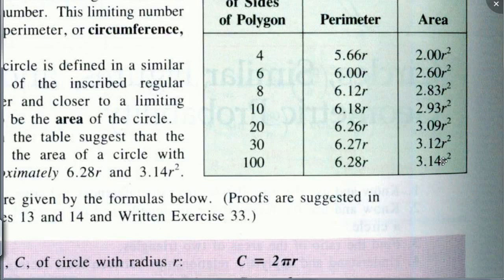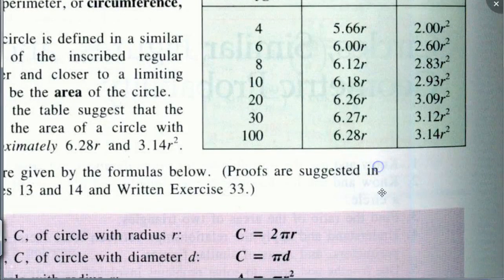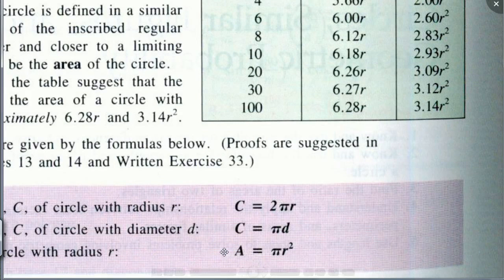So this kind of table shows us the value of pi, sort of, okay? It makes sense as you increase the number of sides that these regular n-gons look more and more like the circle. It makes sense as to how the area and the circumference are this way.